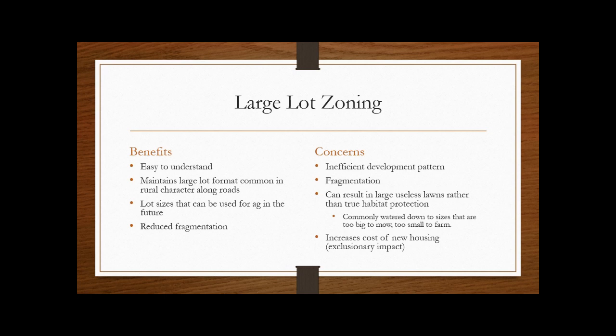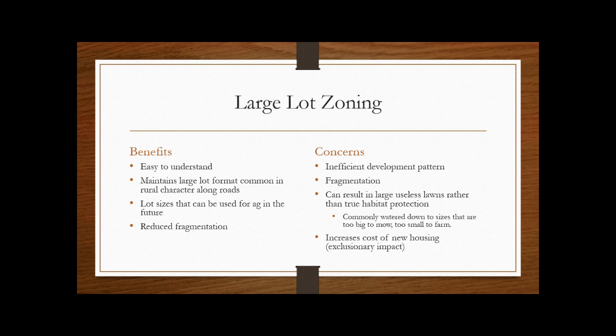Other concerns, similar to what I was just saying about inefficient development pattern, you can get really large useless lawns that are not habitat. This is especially a concern when you start with intentions for large lots, 15, 10 acres, and then in the political process, you end up negotiating down to 5 acres, 7 acres. You can really end up with lots in that size that are, as they say, too big to mow and too small to farm. So you basically get large lot sprawl.